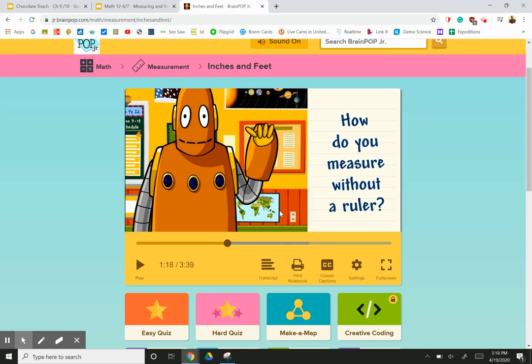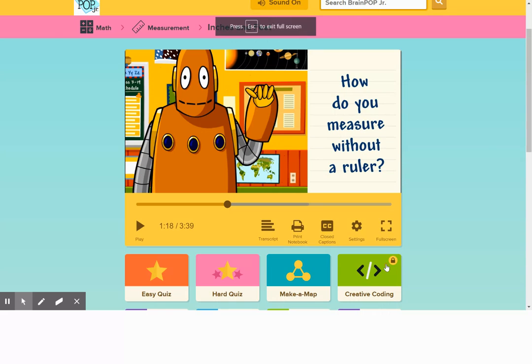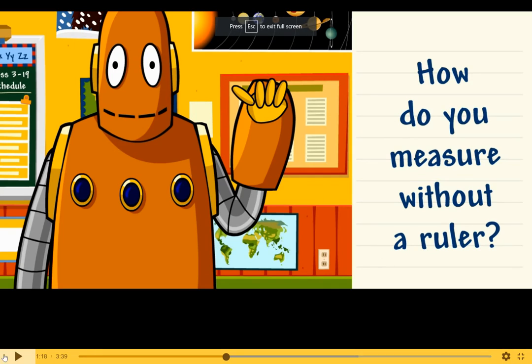So I have our friends here, Annie and Moby, to help us out with measuring.